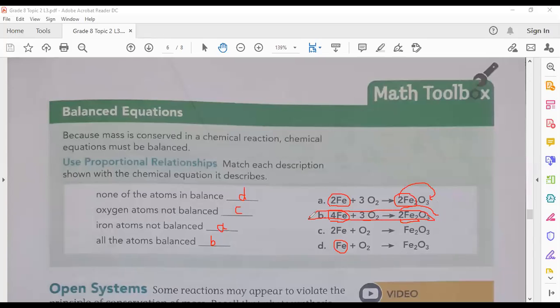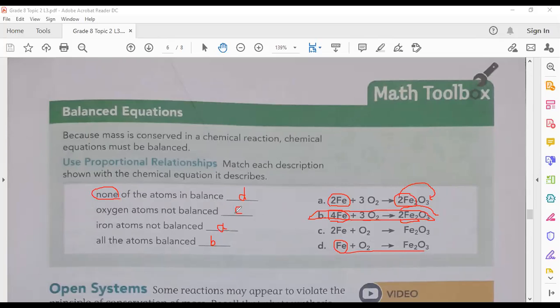Amr, do you want to add anything? In D, the iron is not balanced and oxygen is not balanced, because he said none of the atoms are balanced. So it is D. Because it is not balanced: 1 here and 2 here, and oxygen 2 here and 3 here. So none of the atoms are balanced in D.